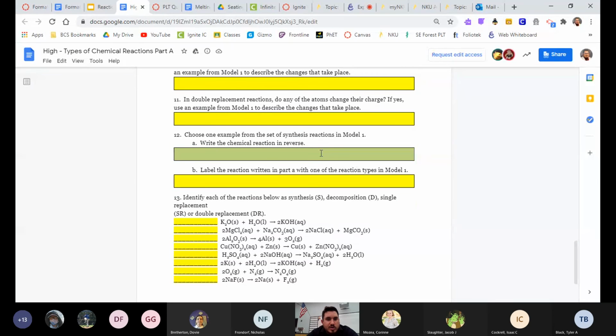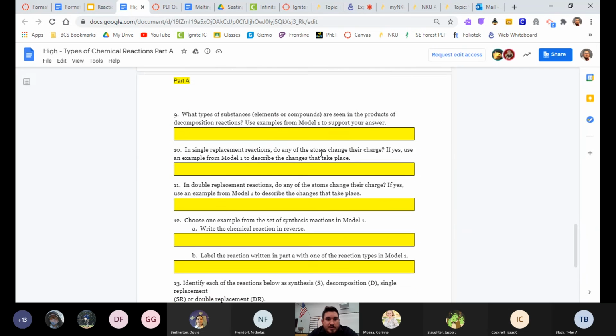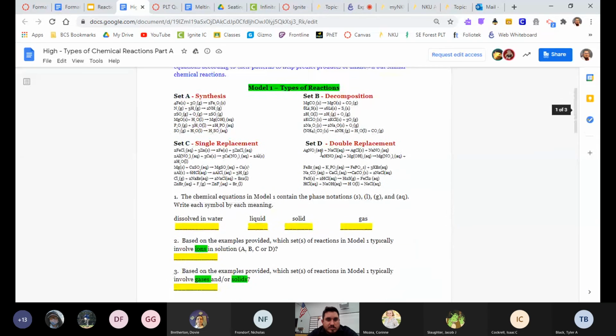All right. So it says choose one example from the set of synthesis reactions in Model 1. Write the equation in reverse. I'll let you do that. Just go up to Model 1, copy a synthesis reaction. So copy one of these and write the equation in reverse. You're just gonna move the product over on the left, okay?